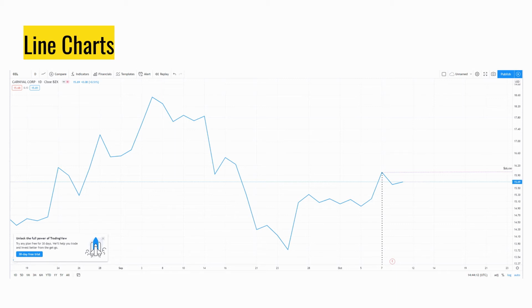The stock I have is called Carnival Cruise. Since the line chart only describes the closing price, finding the closing price for each day is very straightforward. So let's look at the closing price for October 9th, and it was $15.69. On October 7th, the closing price was $16. Fairly simple, right?